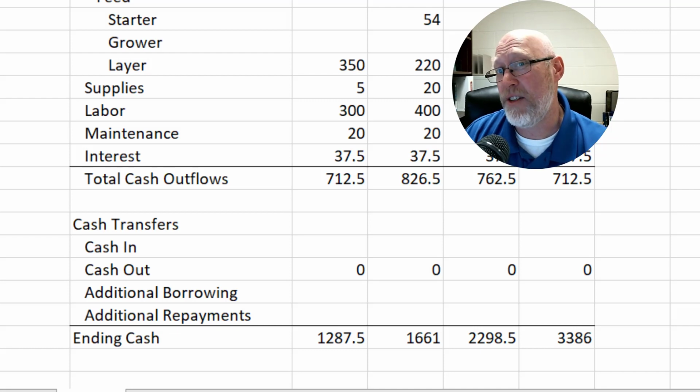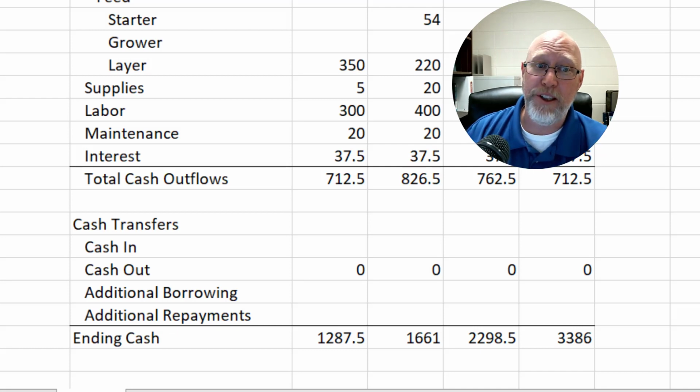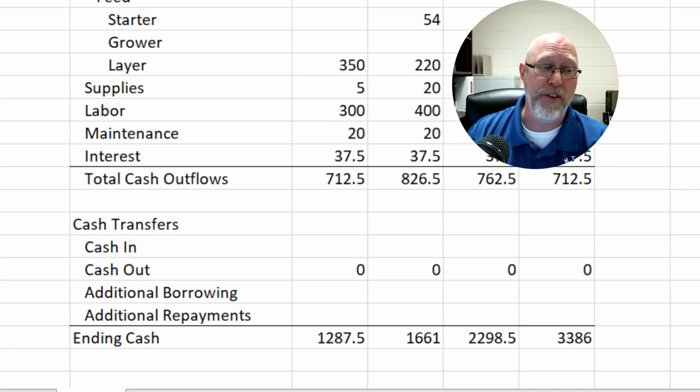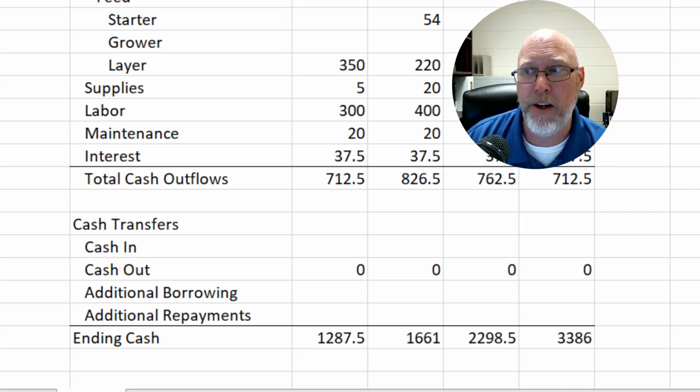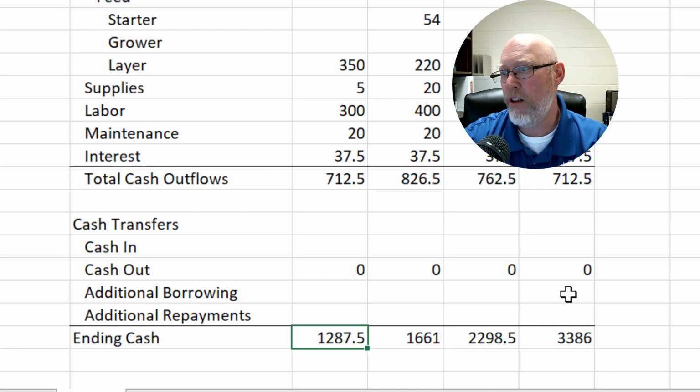You might look at it and say, well, they didn't run out of cash, so they must have done a good job planning cash flow. I'm going to look at it and say, no, they didn't. They did a bad job planning cash flow because they didn't plan their cash flow. There's zero cash flow planning. Let me show you what I mean. This business is planning on having $1,287.50 in the account at the end of the first quarter.